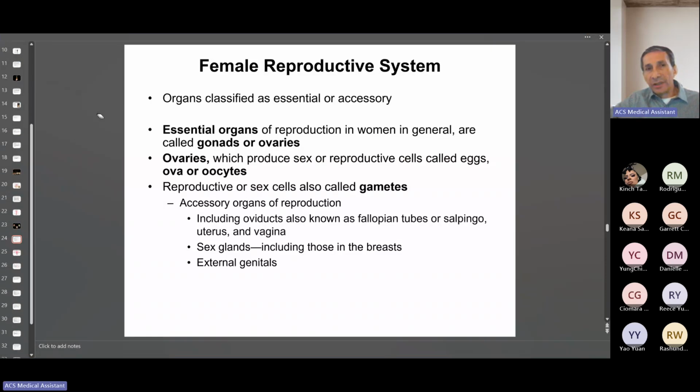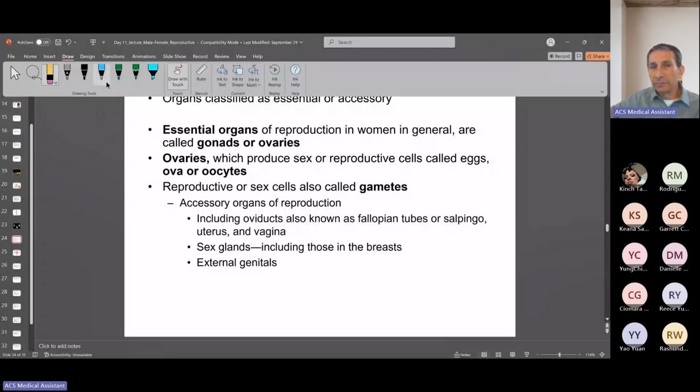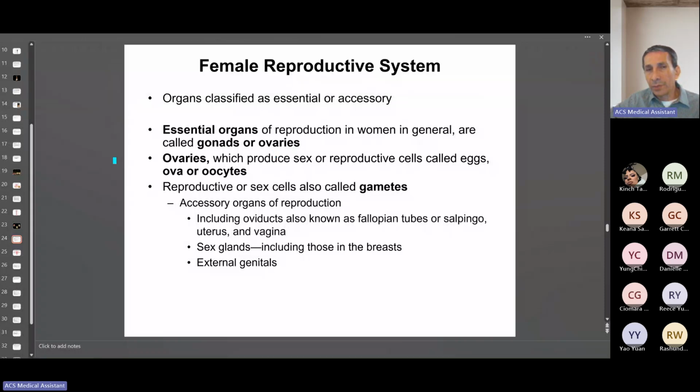Okay, so we're done with the male's reproductive system. Now we're gonna move to the female's reproductive system. Some of the names are gonna be very familiar. They are very related to the male's reproductive structures. Not all of them, just one of them that is probably gonna be a little confusing, but I don't want you to be confused.